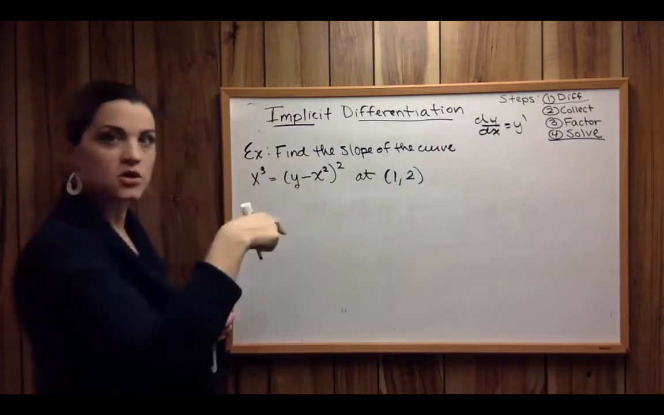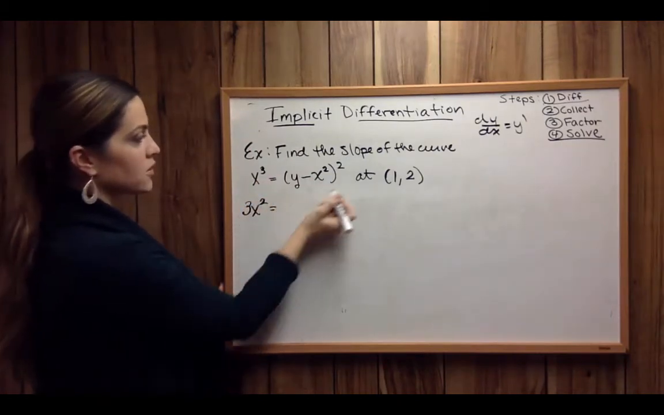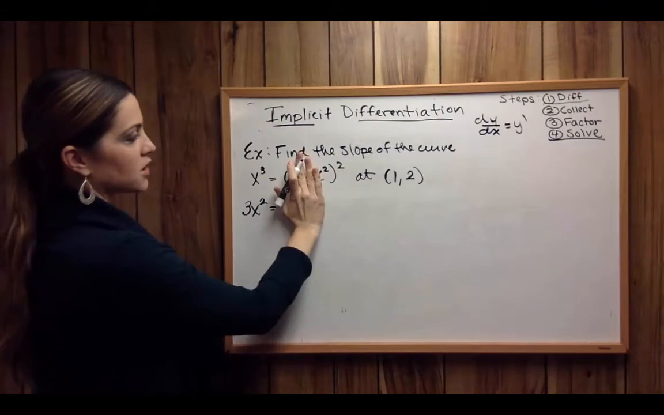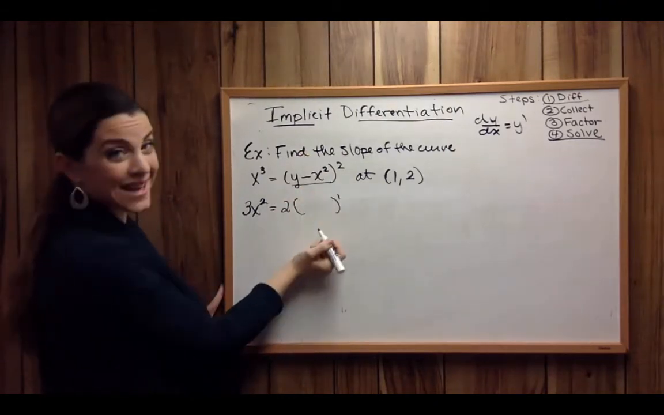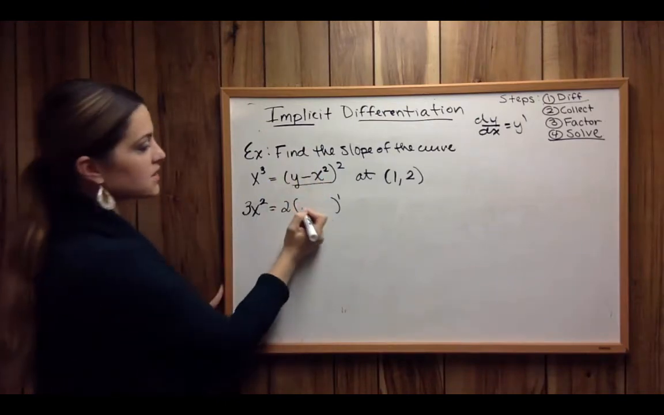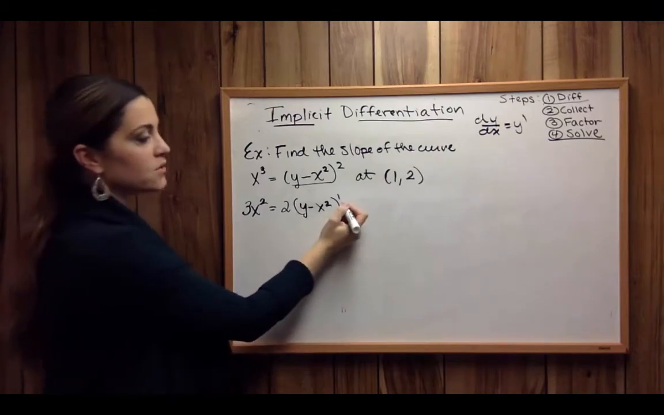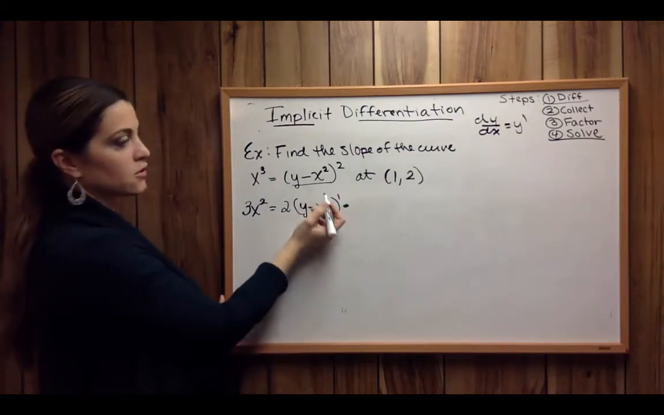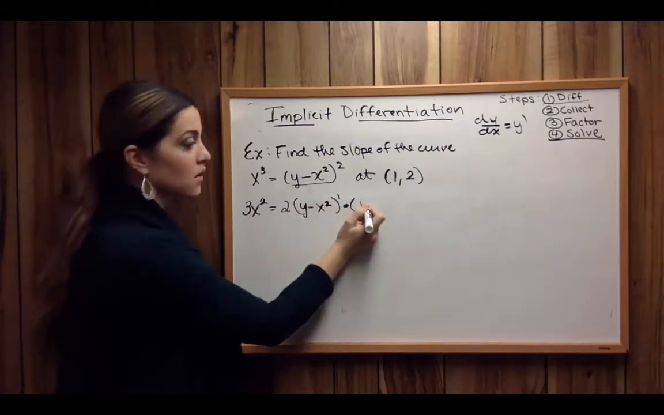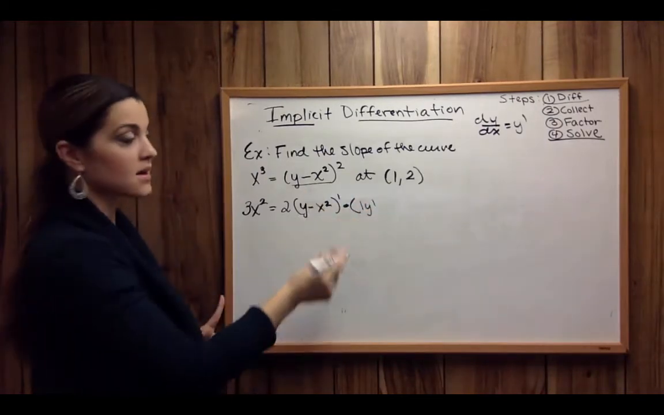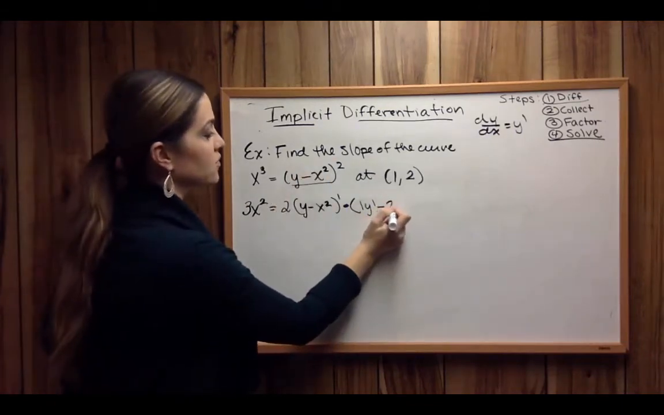Okay, so let's try it. x to the third is 3x squared. The derivative of the outside function is 2. Keep the parentheses exactly the same inside the parentheses that you're writing. And then you take the derivative of the inside. So the derivative of the inside, the derivative of y is 1, y prime, or dy/dx. And the derivative of negative x squared is negative 2x.